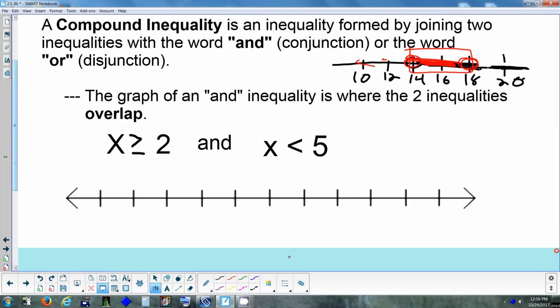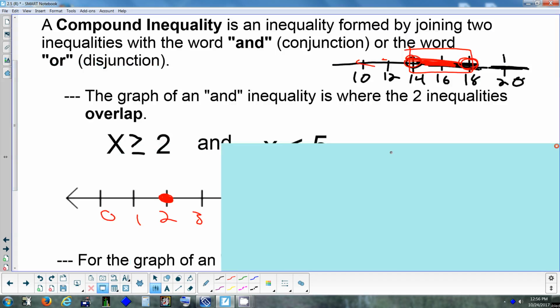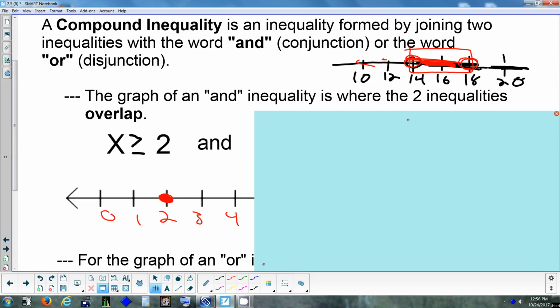Here's another example. So x is greater than or equal to 2. You can tell me how to graph that. Would you have a closed circle on 2? Closed circle on 2. Let's pretend we don't even know the other one exists yet. So let's just pretend you wanted to graph that. How would you do that one? You'd shade it to the right.